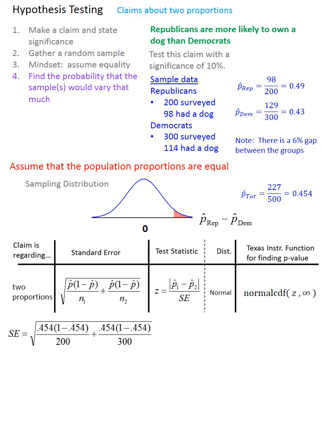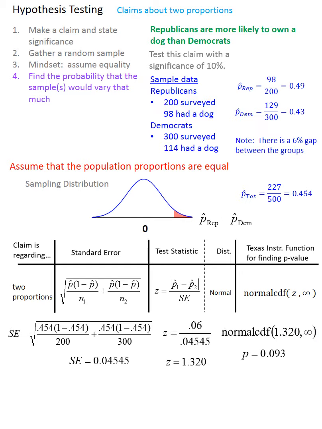So plugging in all the numbers gives me a standard error of about 4.5%. And so the question now is, that 6% gap that we noticed in our particular sample, how many standard errors is that? Well, we would divide to find that out, and it turns out to be 1.32 standard errors. So what we'll do now is compute the probability of there being 1.32 standard errors in our sample, which leads us to 9.3%.